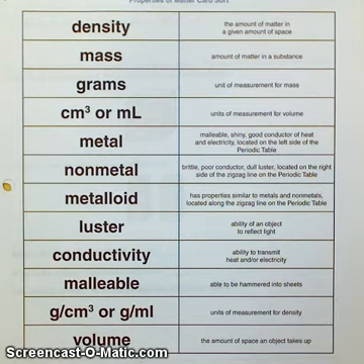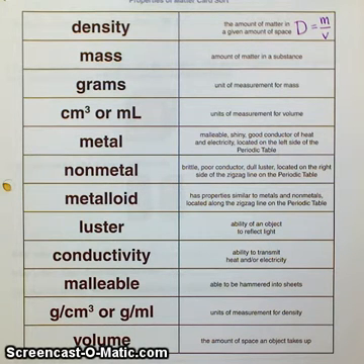All right, we're going to start with this sheet right here. You got a half sheet of paper that you wrote the words in by hand. You have definitions. You should study this list of words and definitions. Density is the amount of matter in a given amount of space, or remember, density is mass divided by volume. Mass, remember, is the amount of matter in a substance. Grams are your unit for mass. Cubic centimeters or milliliters are your units for volume.